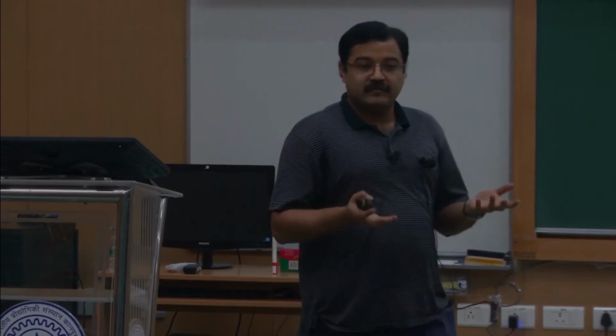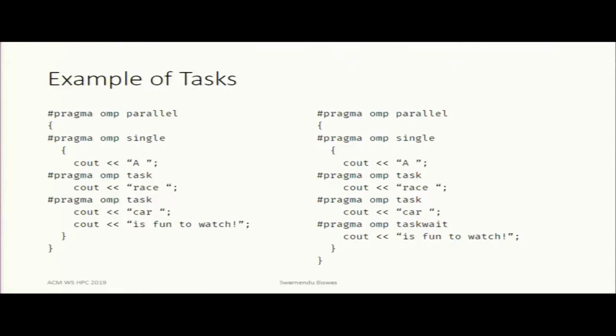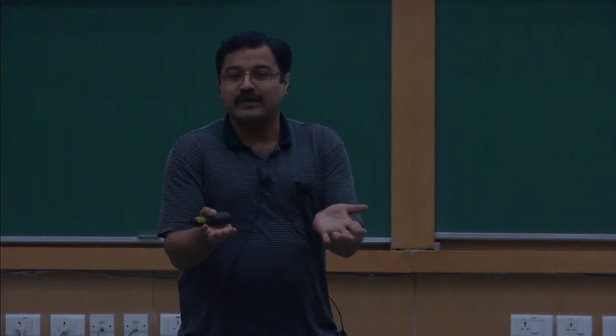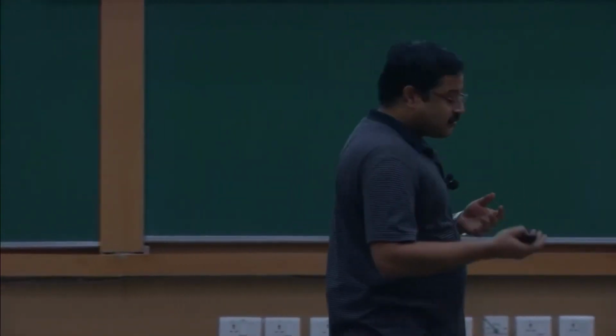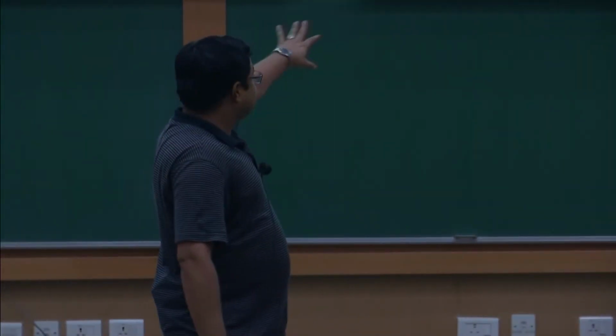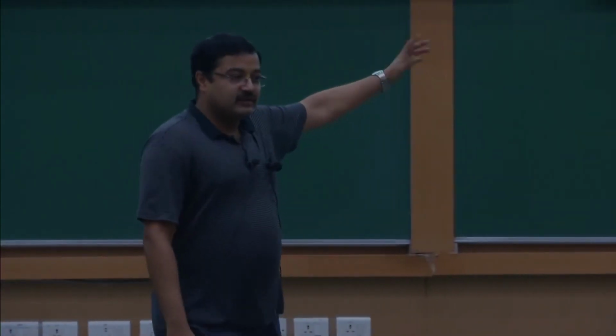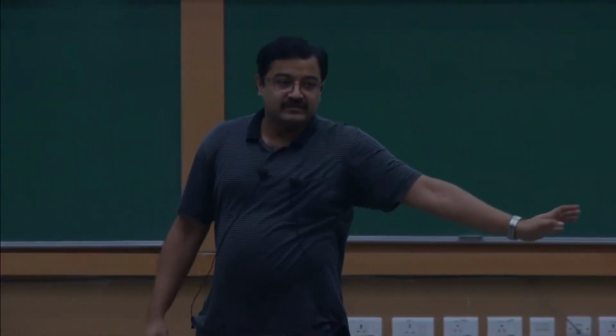"Is fun to watch" is not part of a task. So again, the order of "is fun to watch" can also be non-deterministic. In most general cases, if you try this out, what you might see is "is fun to watch" first, because that is not part of a task. Launching a task also takes time, right? Like launching a thread, it doesn't come for free. There is an overhead associated with it. So a possible output, at least when I was trying it out, is "is fun to watch race car" or "is fun to watch car race", right? Clear?